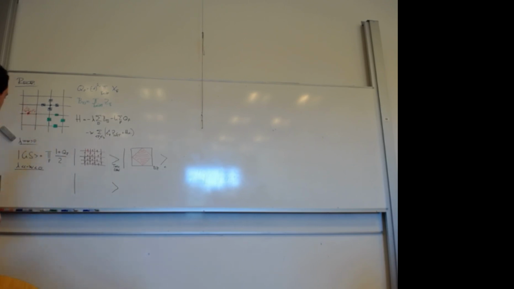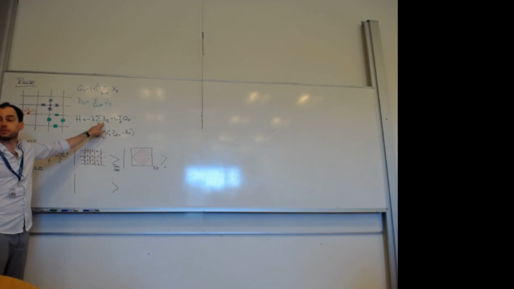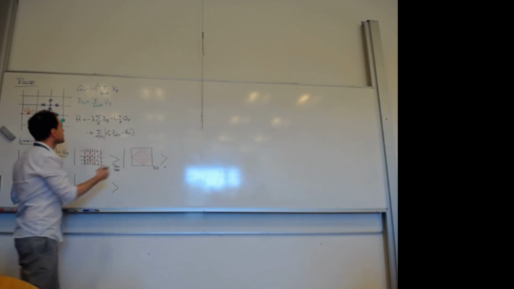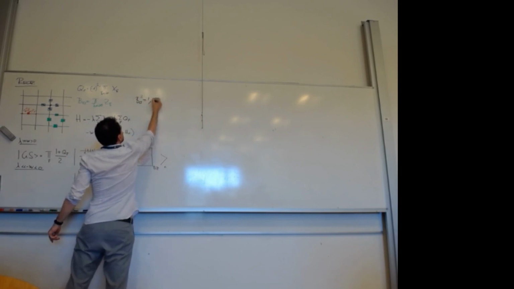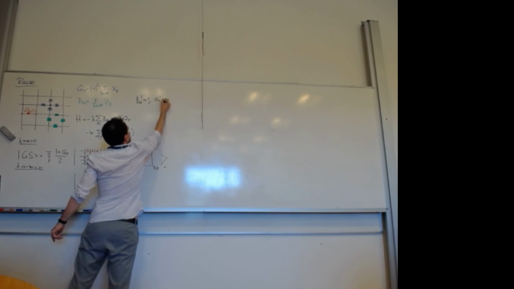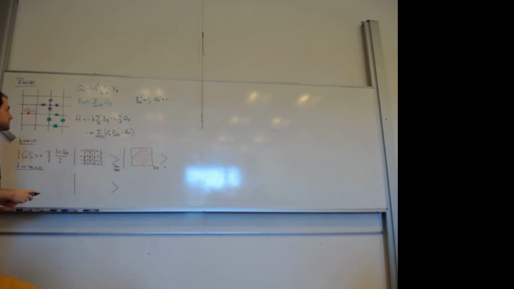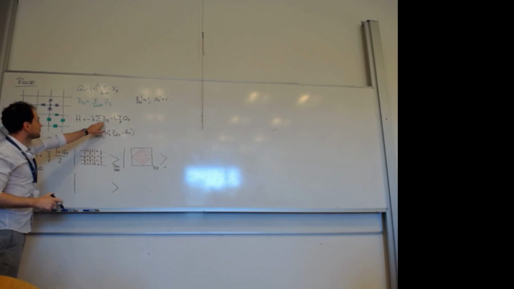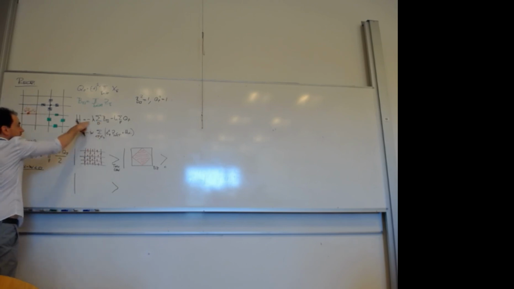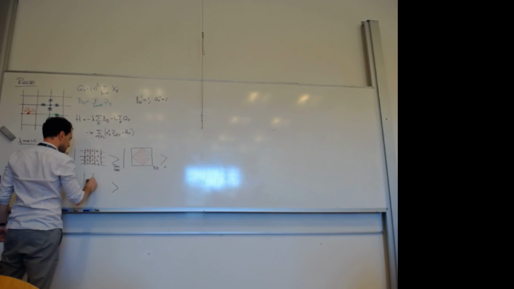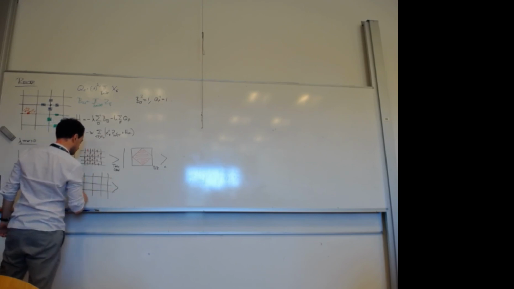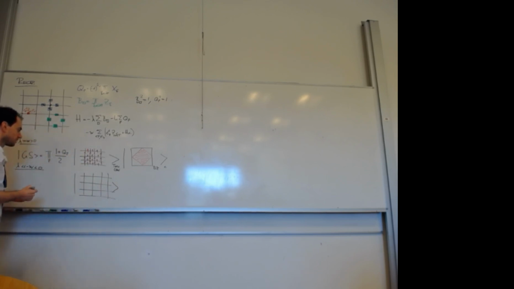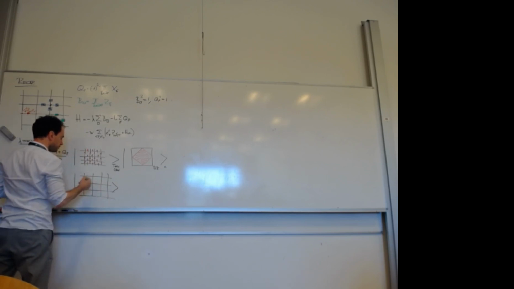So when lambda is negative, the b's want to be -1 everywhere. Remember that b squared is 1 and Q also squares to 1, so the eigenvalues are plus and minus 1. So all b's want to be -1 when lambda is negative. In that case, you have a pi flux everywhere.